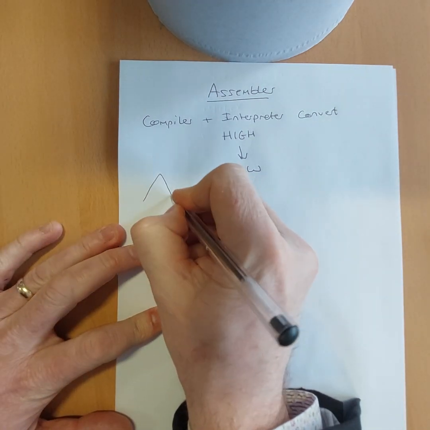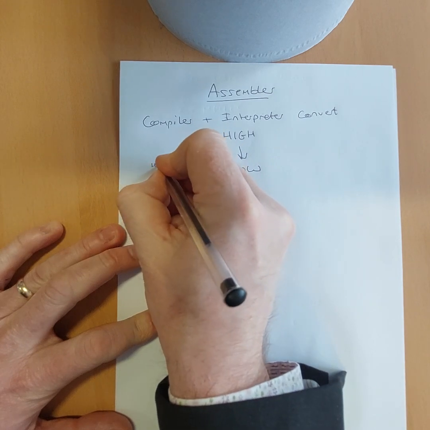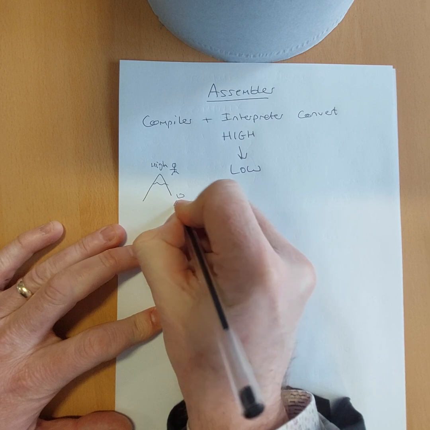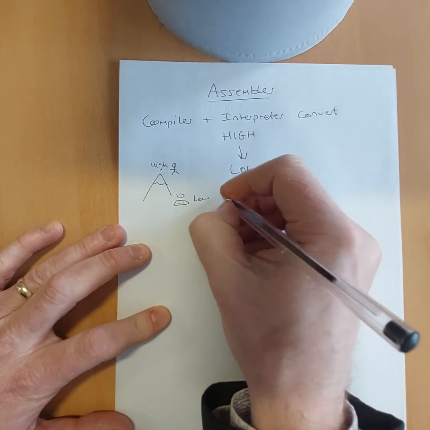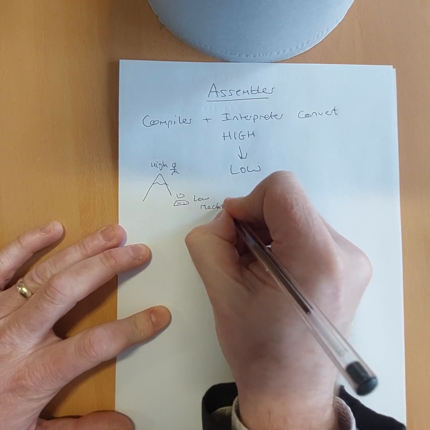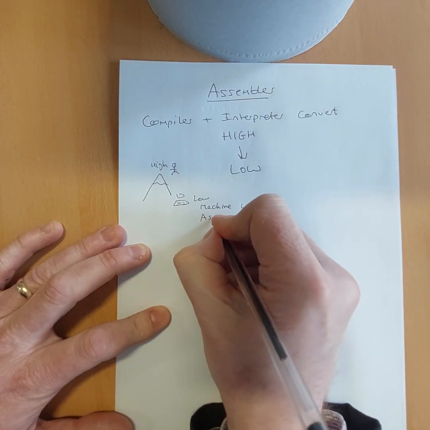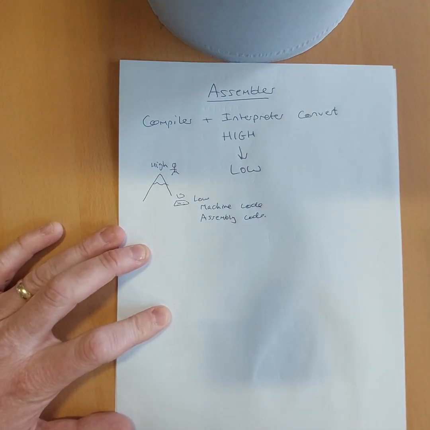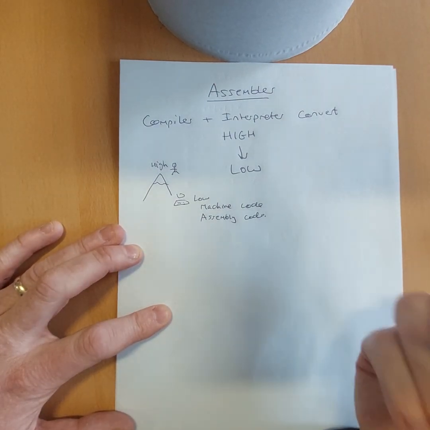There's another type of low-level language. So if you remember our little diagram where we've got a person at the top of the mountain and the person likes high-level languages, and we've got the computer at the bottom of the mountain and the computer likes low-level languages. An example of a low-level language is machine code. Another example of a low-level language is what we call assembly code.